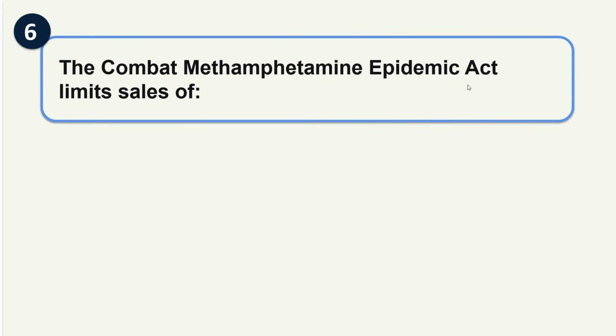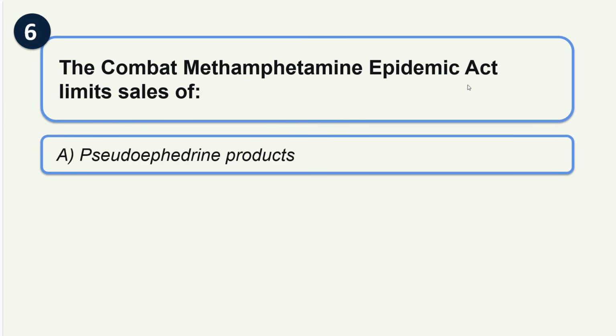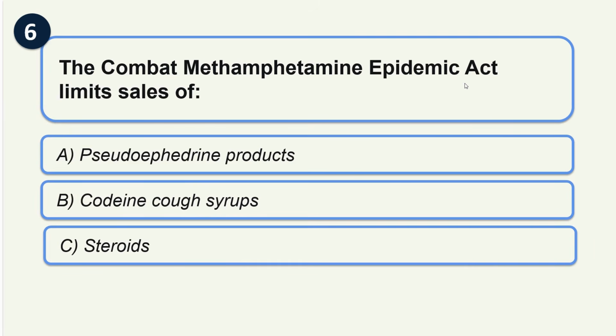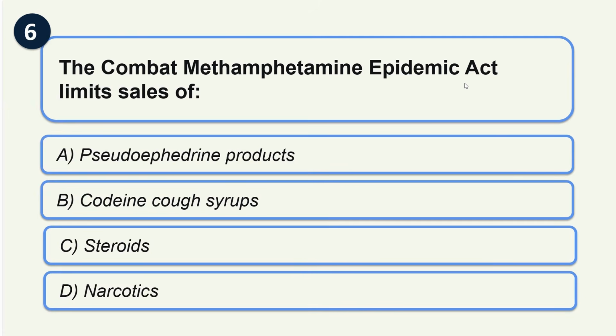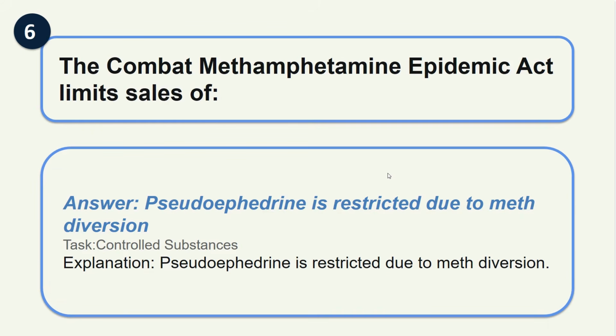Next, the Combat Methamphetamine Epidemic Act limits the sale of A. Pseudoephedrine products, B. Codeine cough syrup, C. Steroids, and D. Narcotics. The correct answer is pseudoephedrine products. According to the Combat Methamphetamine Epidemic Act, it limits the sale of pseudoephedrine products.